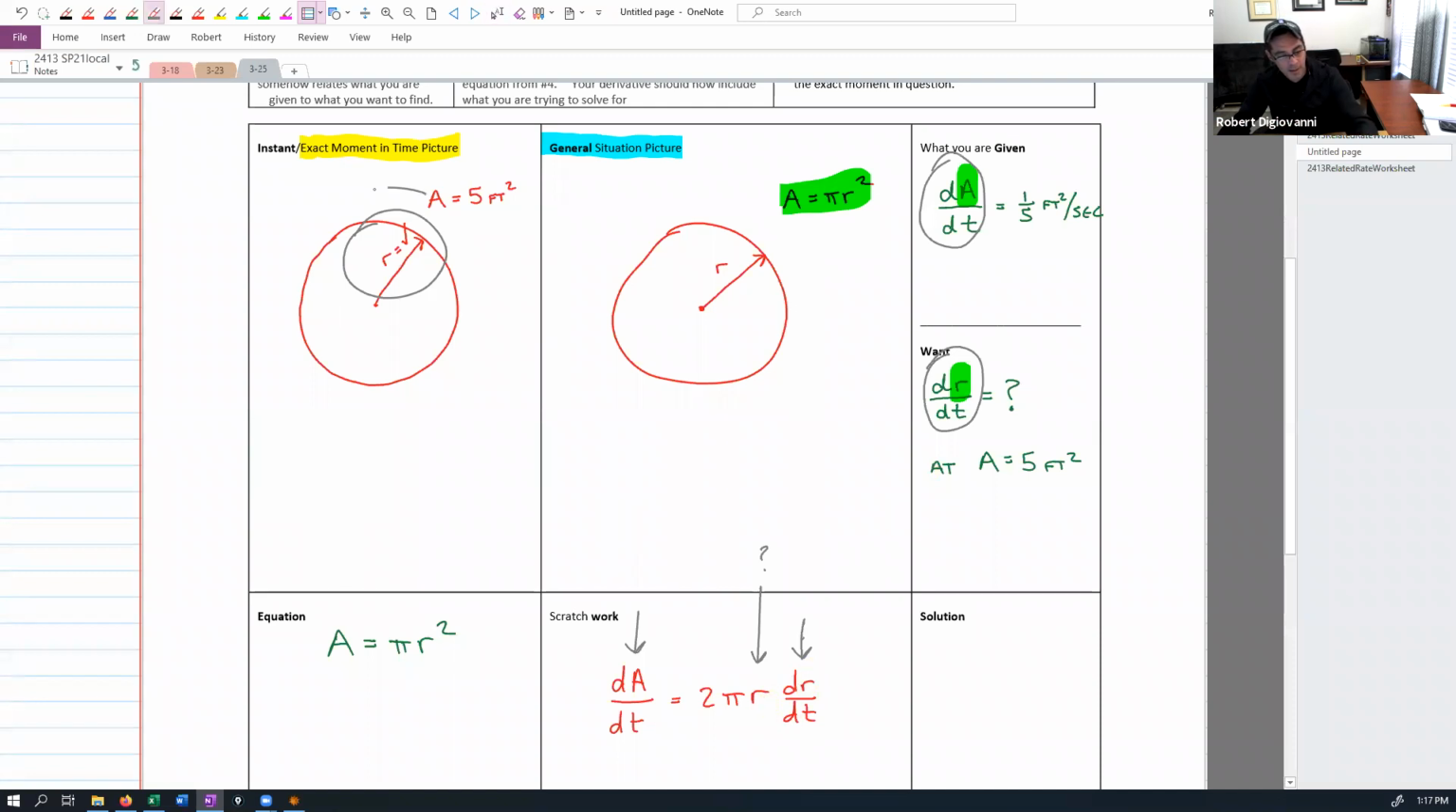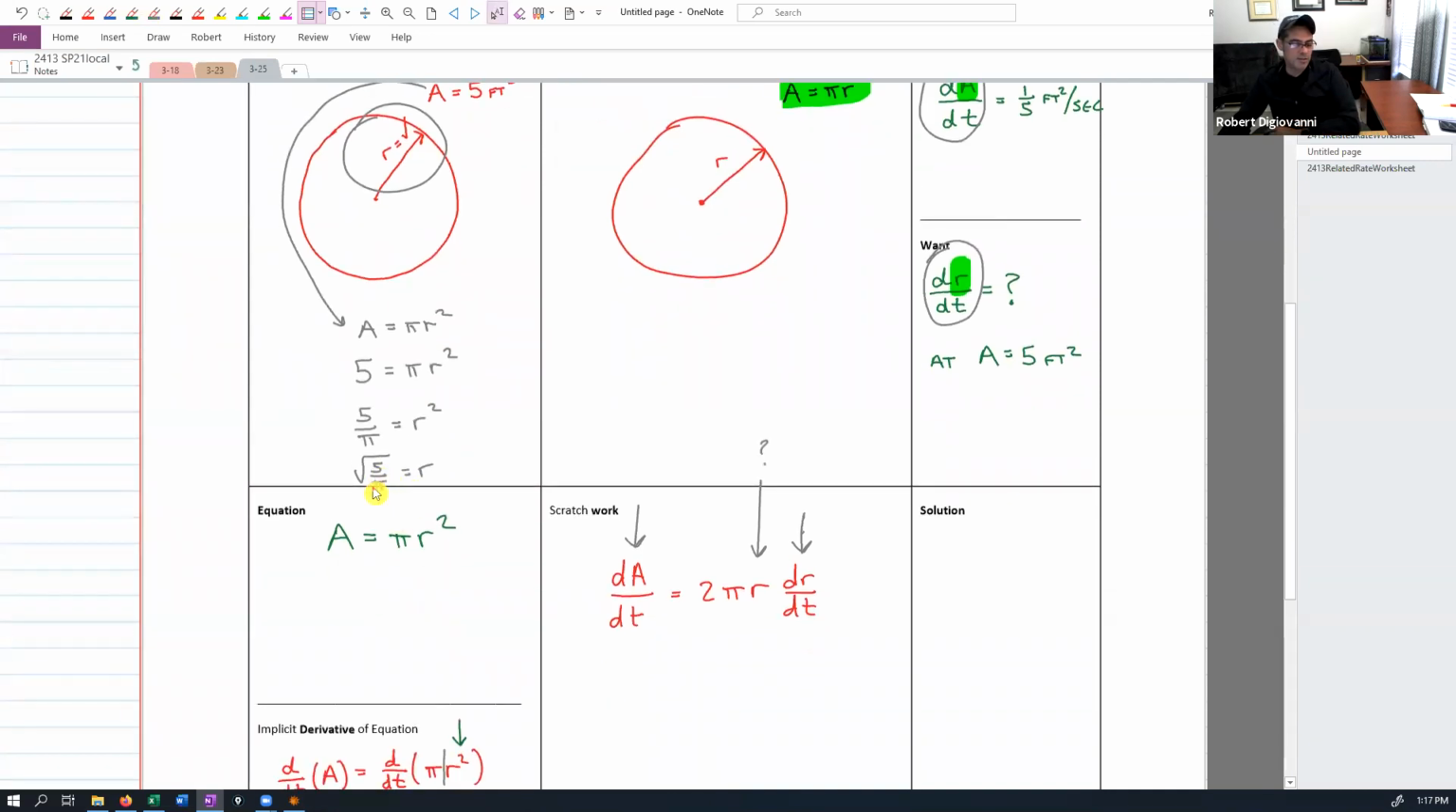So I'm going to go back to this. The area of a circle is pi r squared, we know that. And the area is said to be 5, so 5 equals pi r squared. So to solve for r, I divide both sides by pi. And then I take the square root on both sides. So r is equal to the square root of 5 over pi. Understand that, everyone?